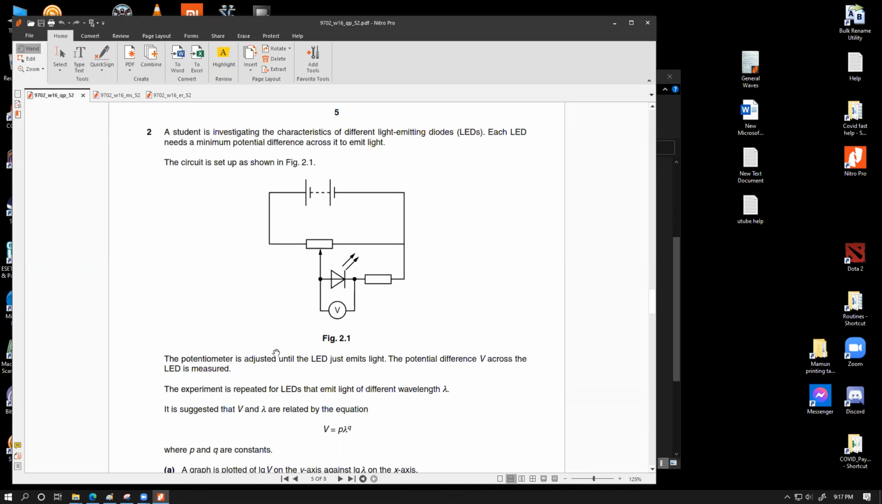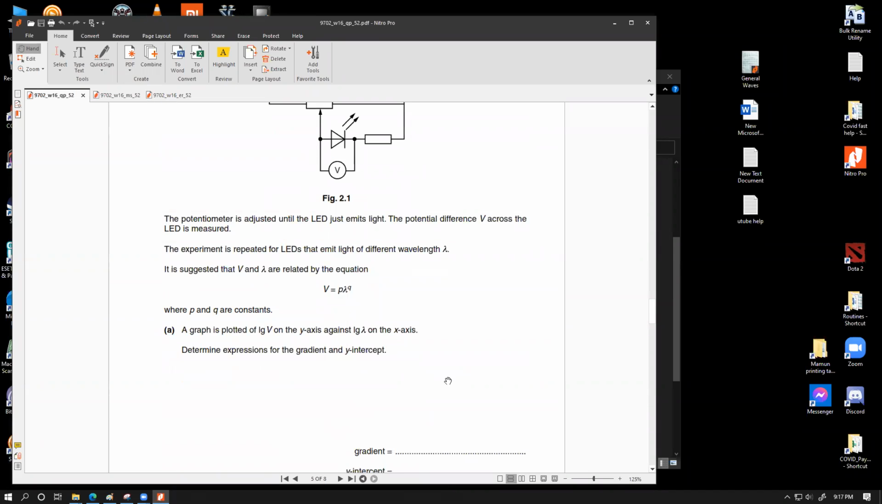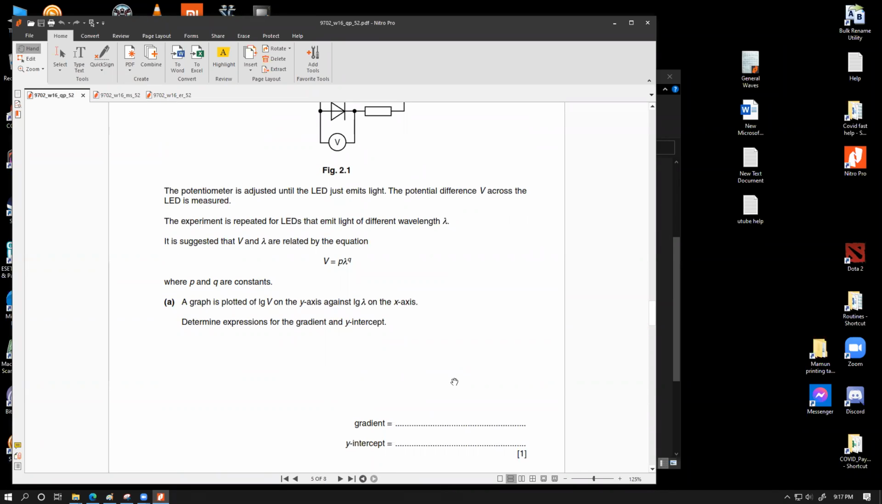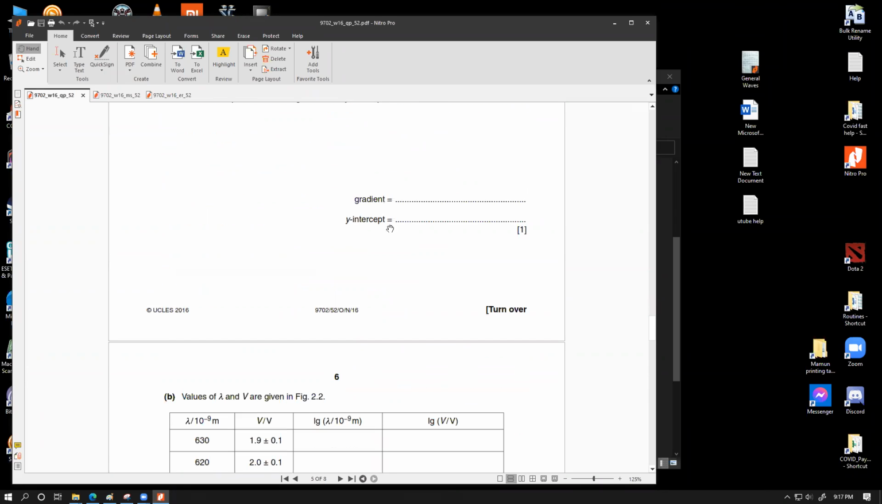The potentiometer is adjusted until the LED just emits light. So the potential difference V across the LED is measured. The experiment is repeated for LEDs that emit light of different wavelength lambda. This says that V and lambda are related by the equation V equals P lambda to the power Q. A graph is plotted with log V on the y-axis and log lambda on the x-axis. Give expressions for the gradient and y-intercept. Okay, this is doable.